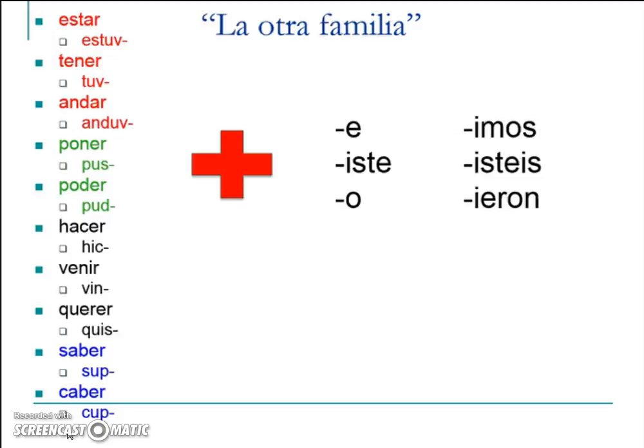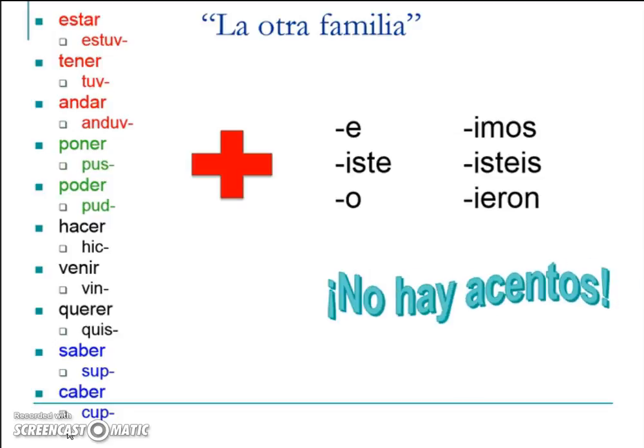So venir yo would be vine, querer, tú quisiste, saber, usted supo, caber, nosotros cupimos. So they keep the same endings. We just change the stem. So again, there are no accent marks.